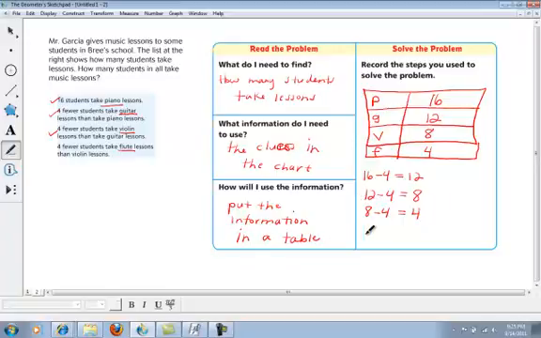So now I'm going to need to add 16 piano lessons plus 12 guitar lessons plus 8 violin lessons plus 4 flute lessons. Now, when I add these up, I can see that 8 and 4 is going to be 12. And I know that 12 and 12 is 24. And so let's look at what 24 and 16 would be. 6 and 4 is 10. And then I've got 2, 3, 4. So that should give me 40 students in all take music lessons.